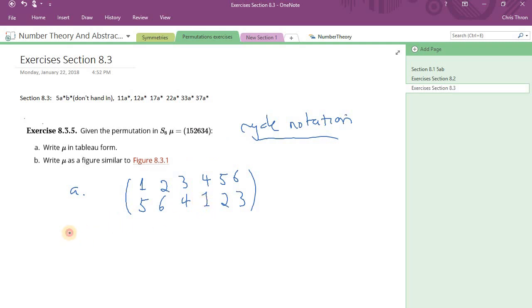All right. Now for B, if you look at figure 8.3.1, it's just an arrow diagram. The easiest way to do this is to write this as a cycle. 1 goes to 5, goes to 2, goes to 6, goes to 3, goes to 4. So you can just write it like this.